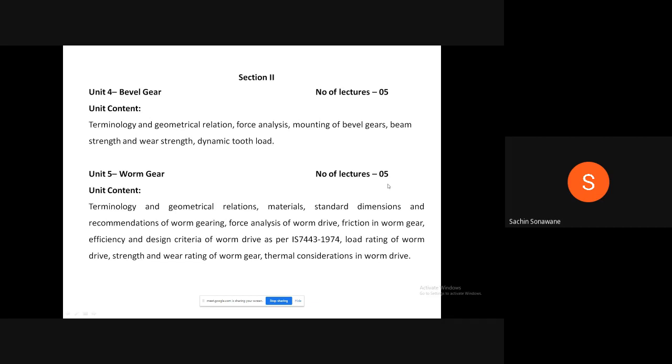Next, unit 5 is worm gear. Number of lectures required is 5. Unit content: terminology and geometrical relations, materials, standard dimensions, and recommendations of worm bearing, force analysis of worm drive, friction in worm gear, efficiency and design criteria of worm drive as per IS 7443 1974, load rating of worm drive, strength and wear rating of worm gear, then thermal considerations in worm drive.